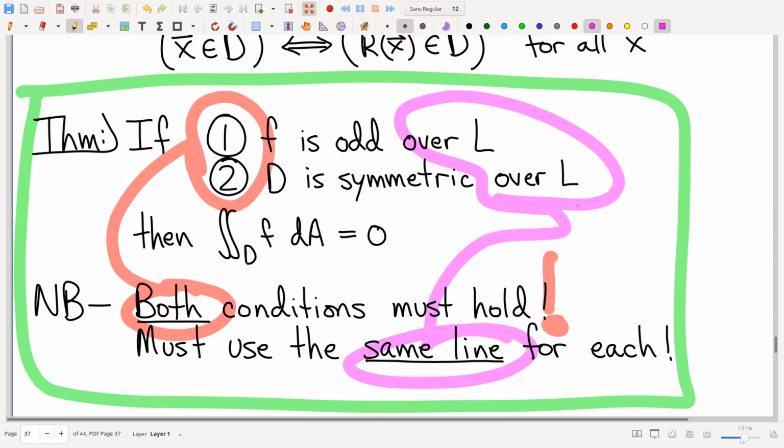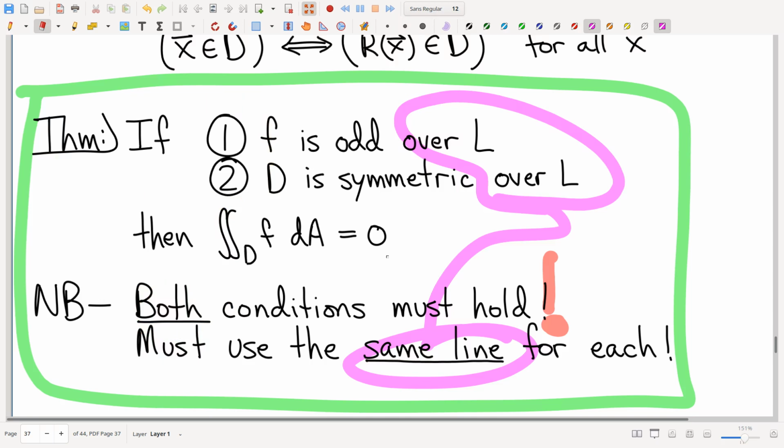So it is absolutely nowhere near, not even close, good enough for the function to be odd over one line and for the domain to be symmetric over a different line. That's not even close to good enough. And again, easy landmine to accidentally step on. Okay. All right, so let's talk about why this is true.